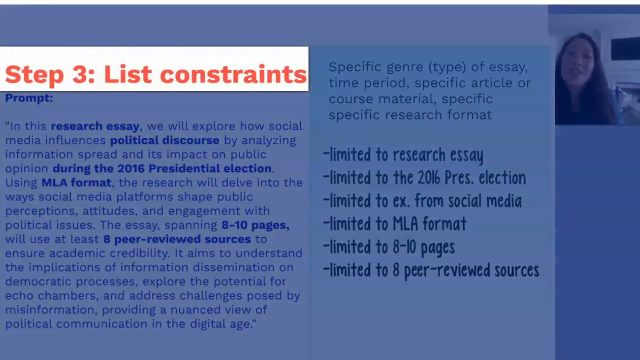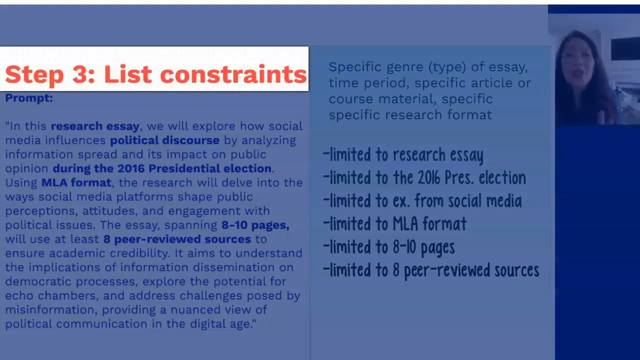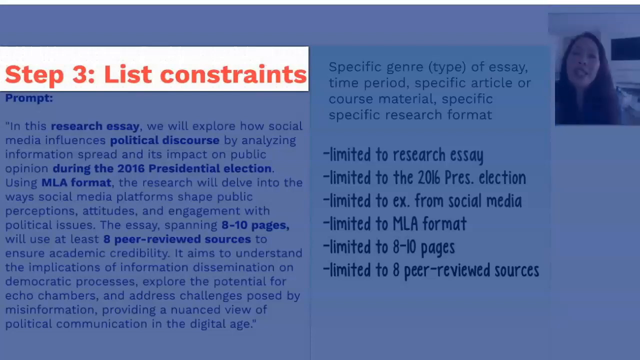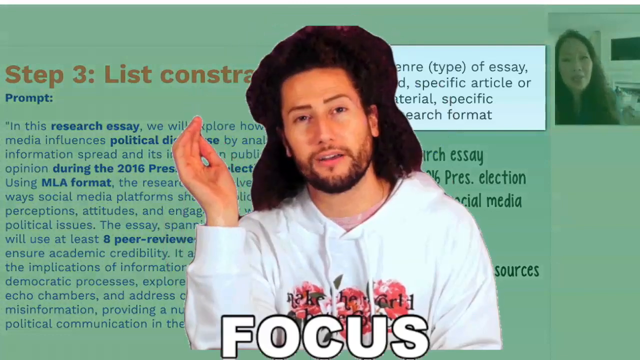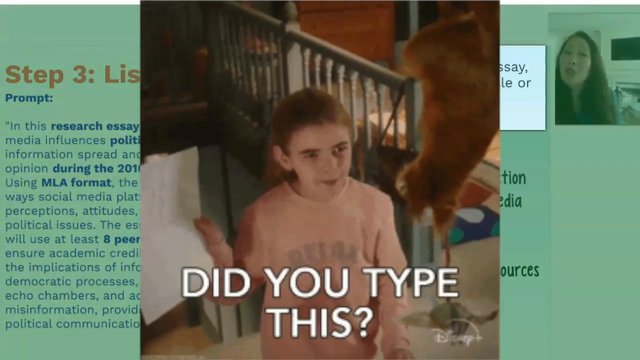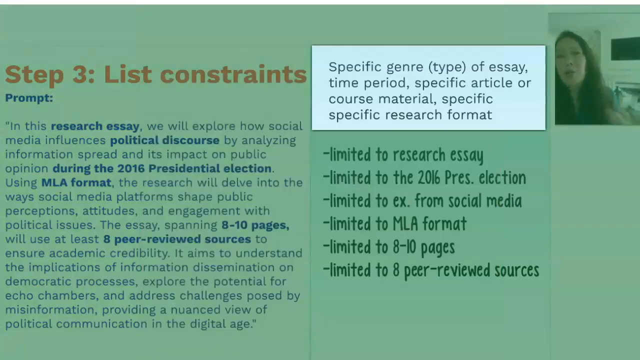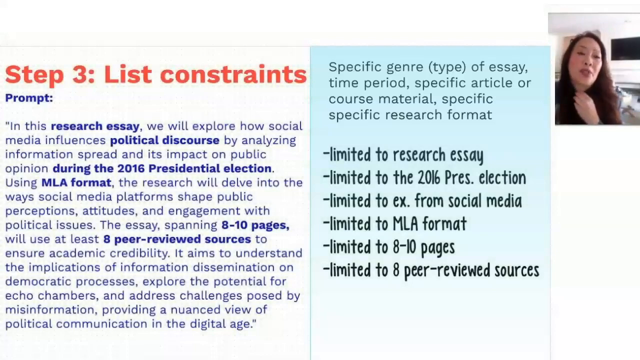Step three are the list of constraints or the parameters or limitations that your professor has set forth for you to write the essay. Okay, so the limitations are like the time period or the particular materials that you might have to write about, or perhaps there's a research format that your professor is specifying. So let's see how this works out for us when we read this prompt.